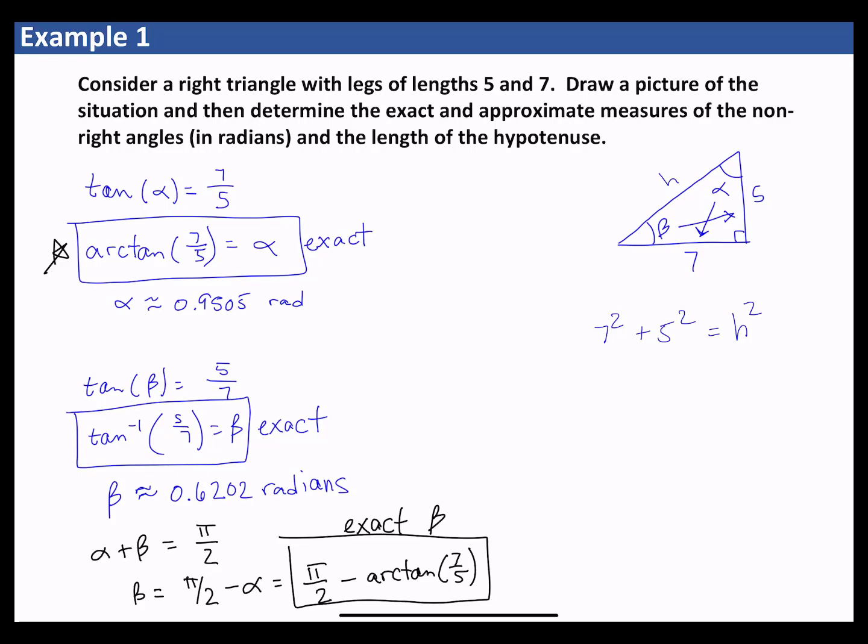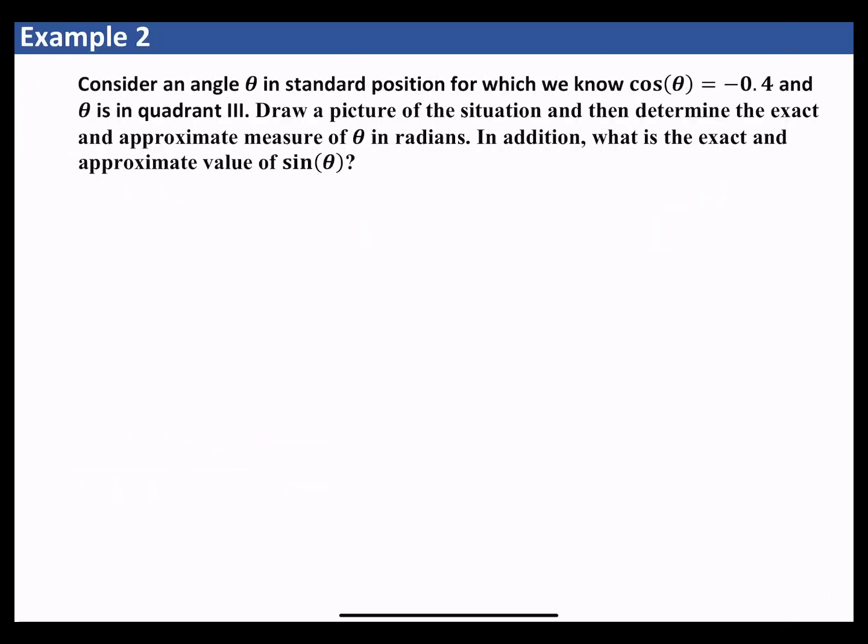I want to look at one more example here. All right, so it says consider an angle theta in standard position for which we know the cosine of theta equals -4/10, and theta is in quadrant 3. Draw a picture of the situation and then determine the exact and approximate measures of theta in radians. In addition, what is the exact and approximate value of sine of theta? I would pause the video, try to draw the picture, and see how far you can get.